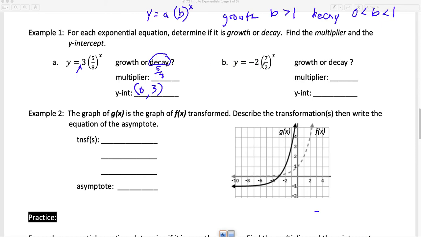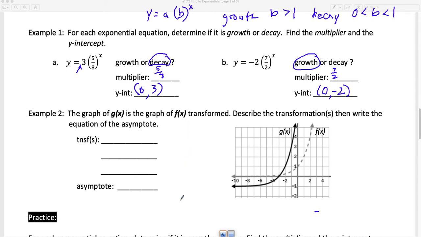All right, next one. I've got a -2. Now, b can never be negative, but the y-intercept obviously can be. So I've got a y-intercept right here of (0, -2). And here's my b value. It's 7/2. Now, don't be misled. All fractions are not between 0 and 1. 7/2 is actually 3.5, so that's greater than 1. So 7/2 is actually going to be growth. So that's what you're doing for the first part.